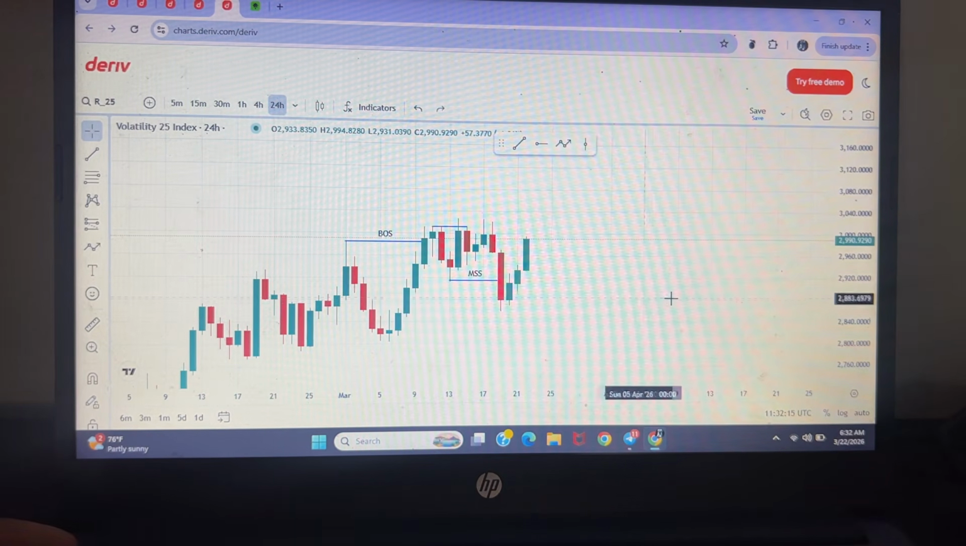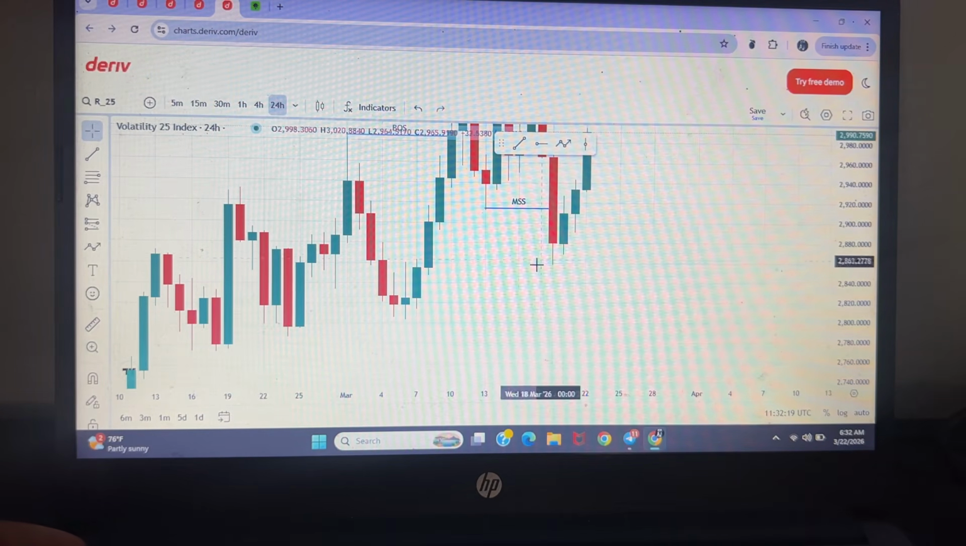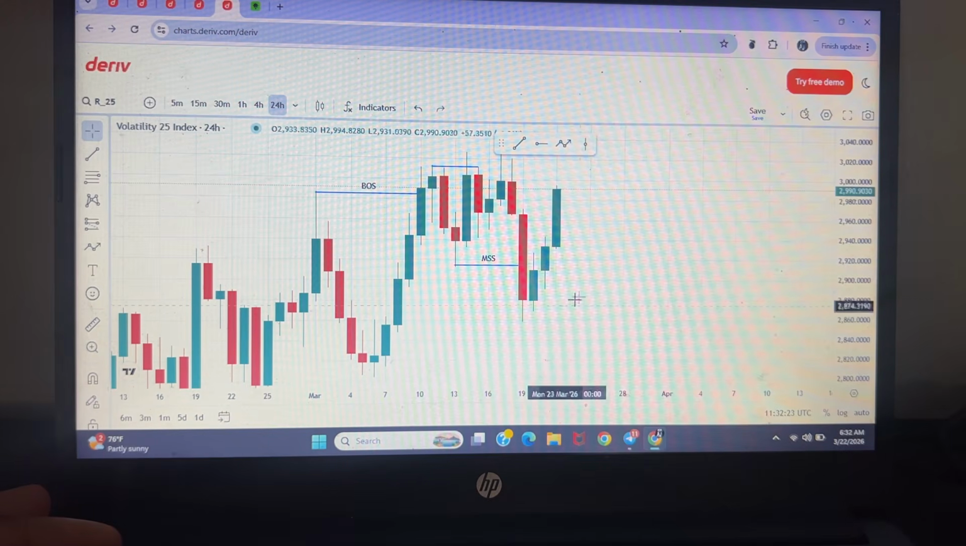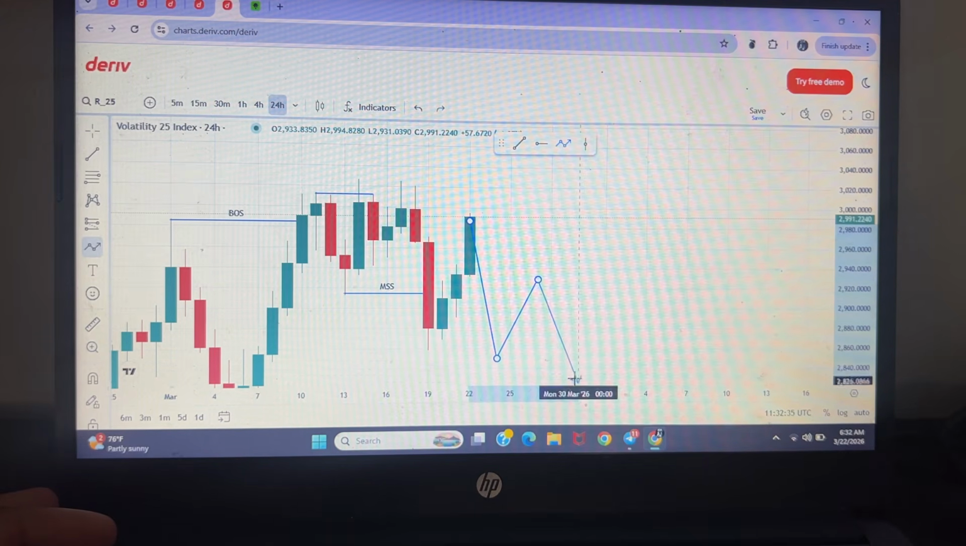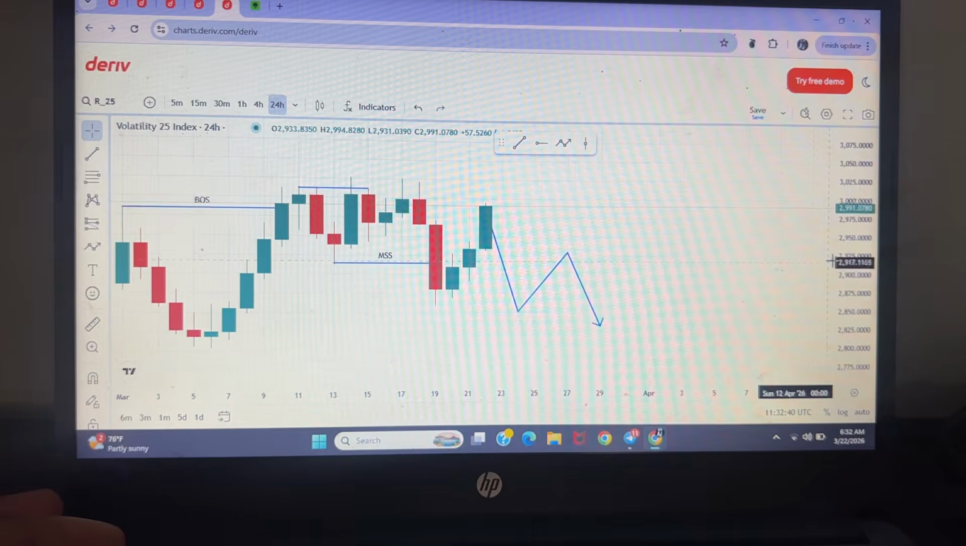Right? And now, when you get a market structure shift, price forms a new low. So what we want it to do is form a new lower high. And when you form a new lower high, then you know it can pull down to break this new low, and now start to form lower highs and lower lows to continue this downtrend.